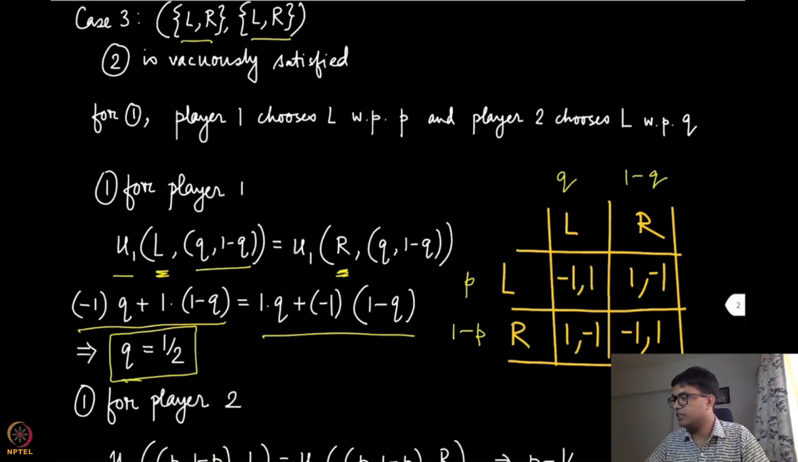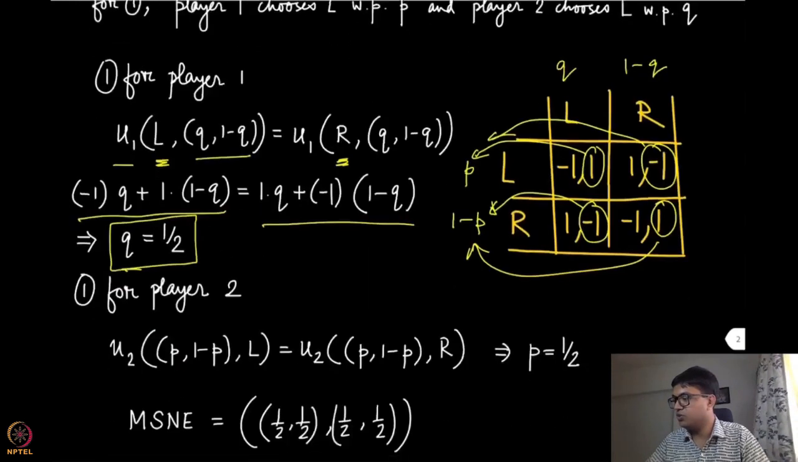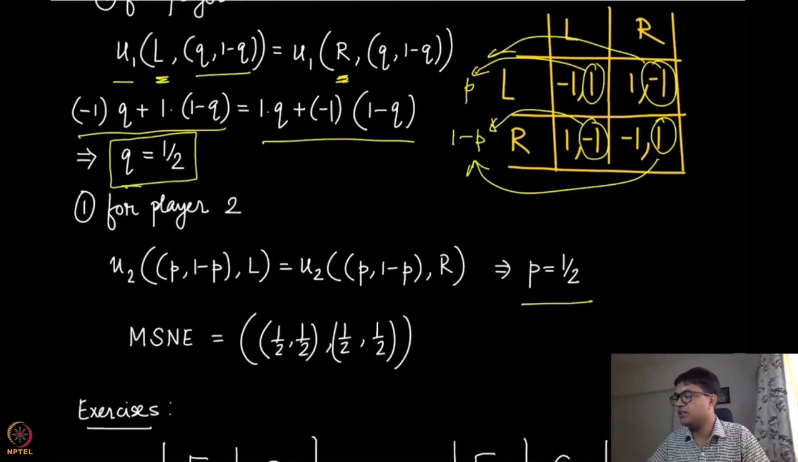And similarly, you can do a very similar exercise. Let me just erase this part. You look at the expected utility when you are multiplying this 1 with P and minus 1 with 1 minus P, and equate that with minus 1 multiplied by P and 1 multiplied by 1 minus P. When you do that, you will find that P turns out to be equal to half. So P and 1 minus P both are half and half.